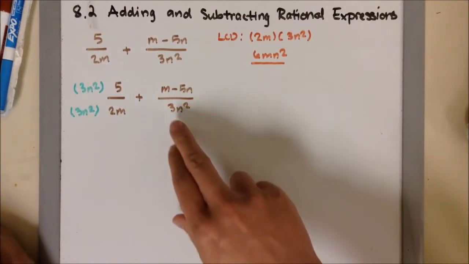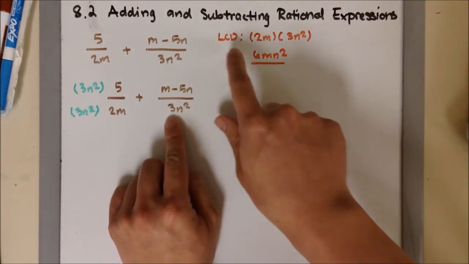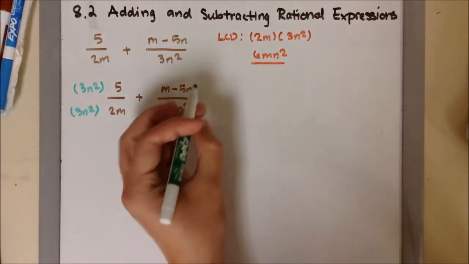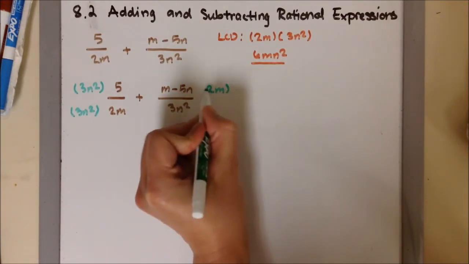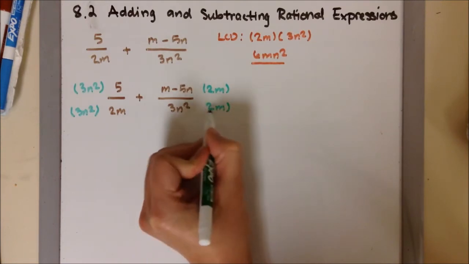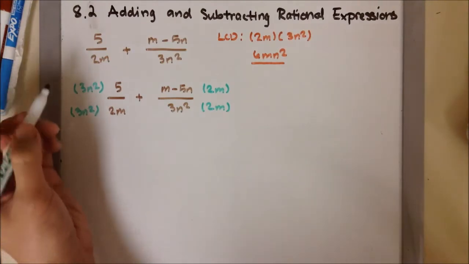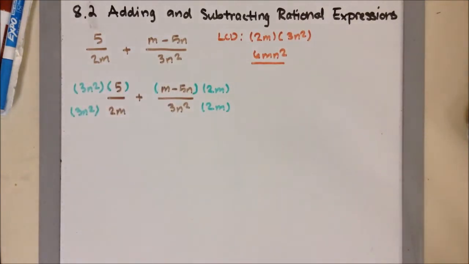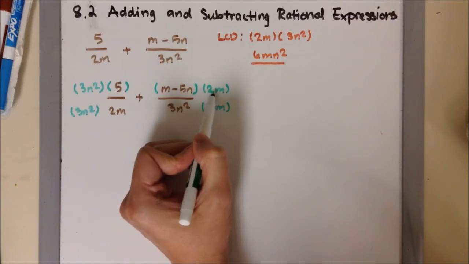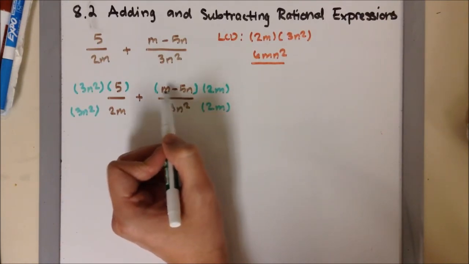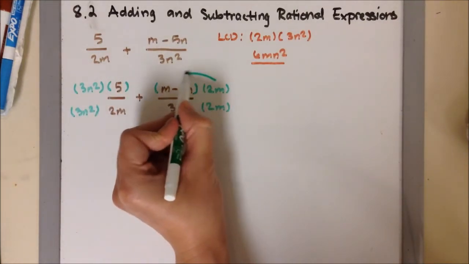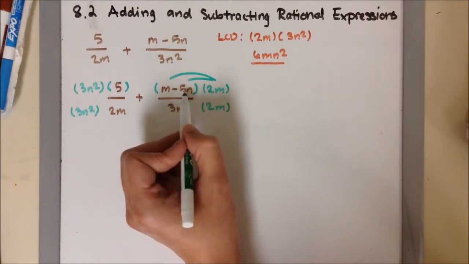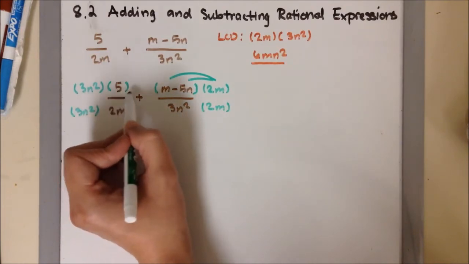Now, let's compare the second fraction and its denominator. We're going to compare it with the LCD. It has the 3n squared, but it's missing the 2m. So I'm going to multiply the second fraction by 2m. Now, when we're multiplying, I would like to put parentheses for the numerator. So that way, in the event when I'm multiplying, for example, this 2m to this expression, m minus 5n, here I can see that I need to distribute the 2m to the m here and the 5n. So again, that's why I like to put parentheses when I'm multiplying to the numerator.